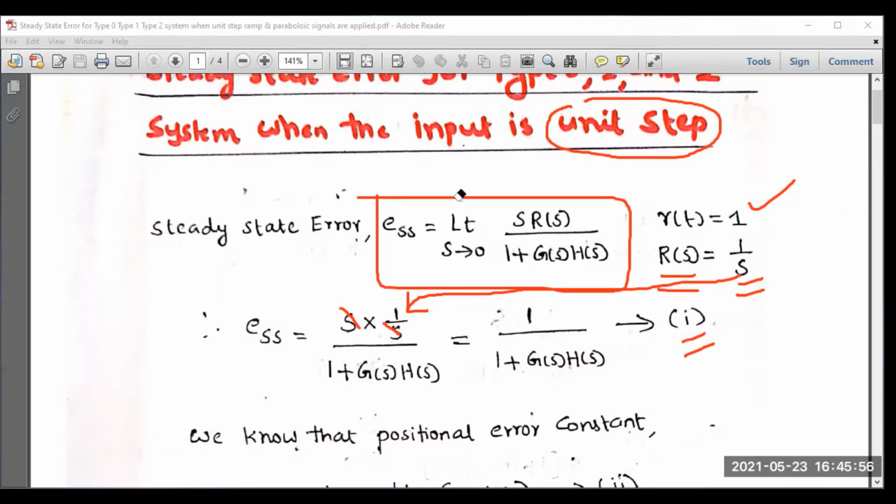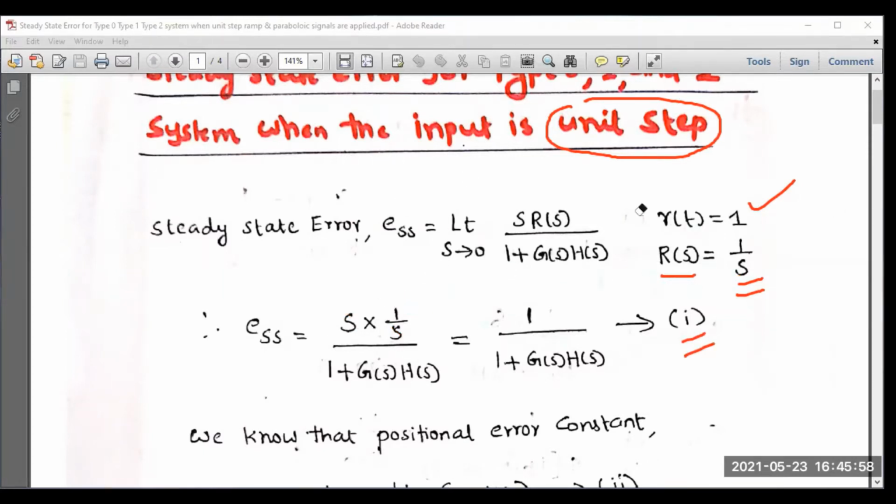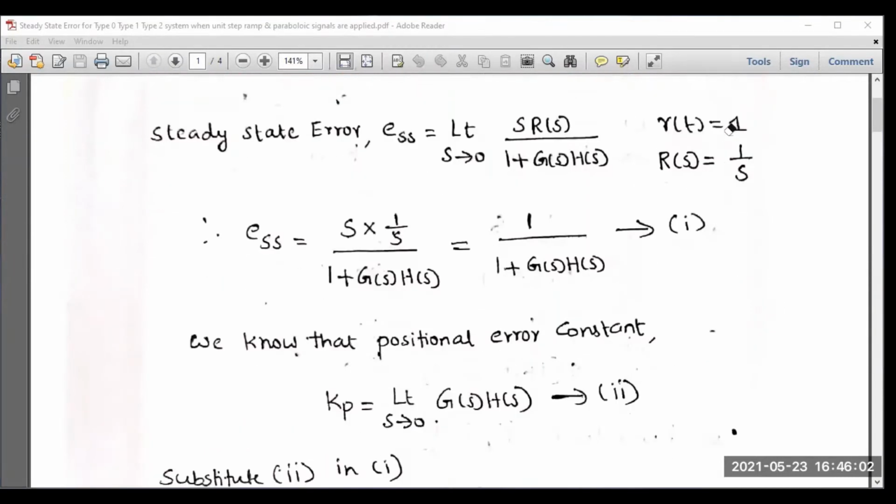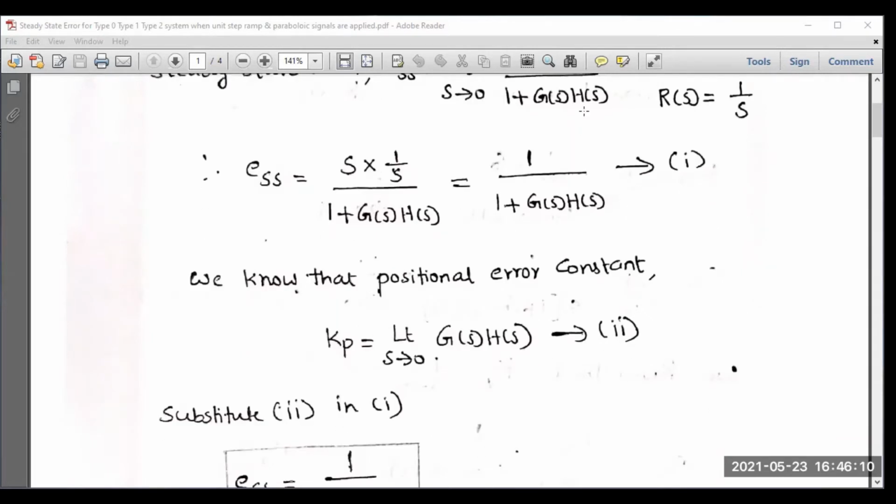Okay. Now, we know the positional error constant Kp. What is the formula for Kp? You have to refer to my previous video. Kp, the positional error constant, is equal to limit s tends to 0, G(s) into H(s). You can call it equation number 2. Now, what you're supposed to do is the value of Kp, that means limit s tends to 0, G(s) into H(s), you can directly substitute over here.